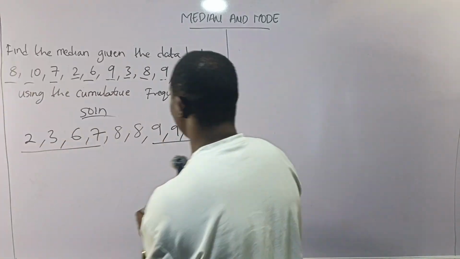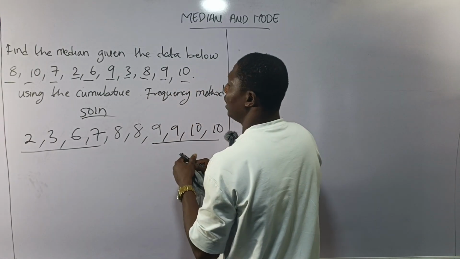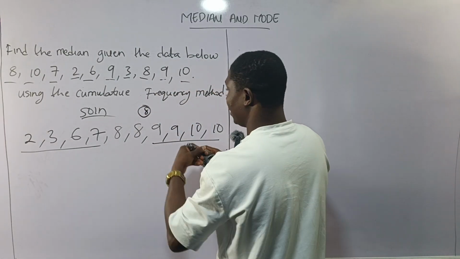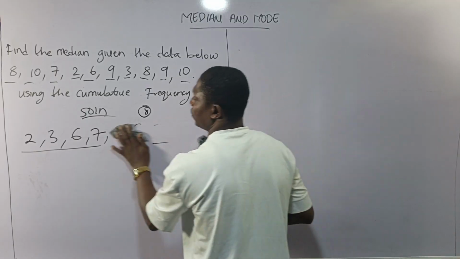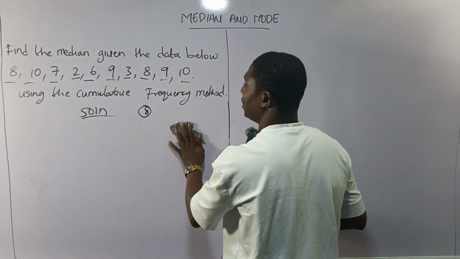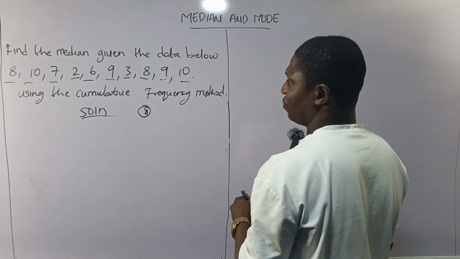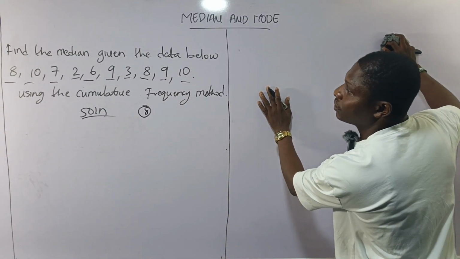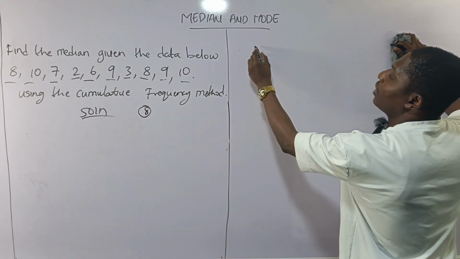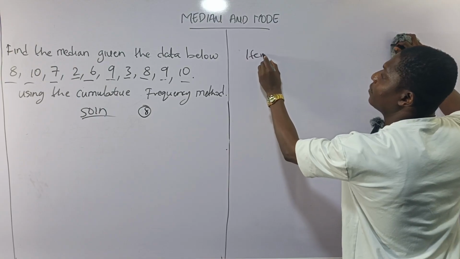Now, let's use the method we're asked to. This is the answer we got here, 8, which is 8 plus 8 divided by 2. Now, let's use the cumulative frequency method. Now, let's take this as our item.